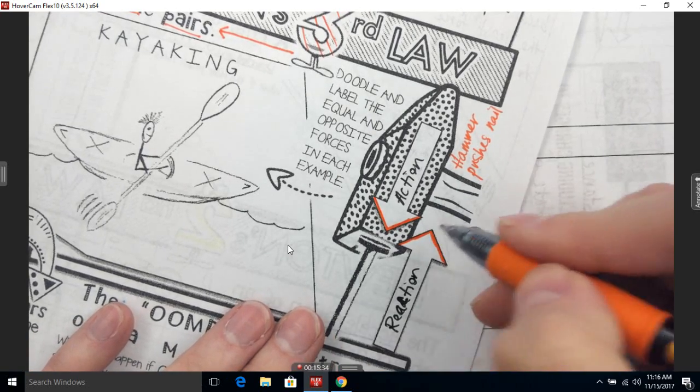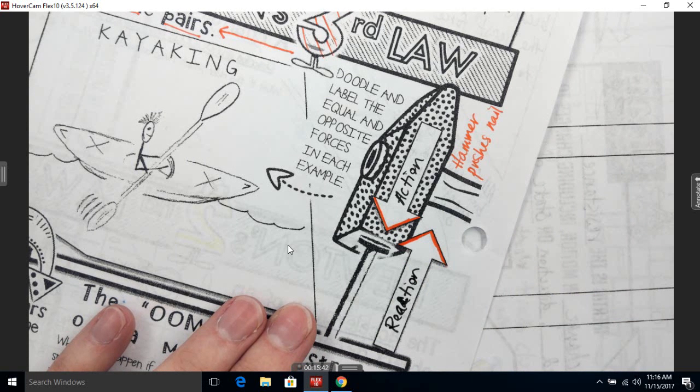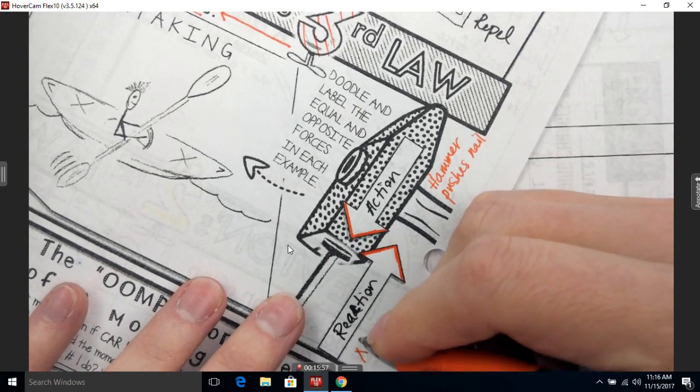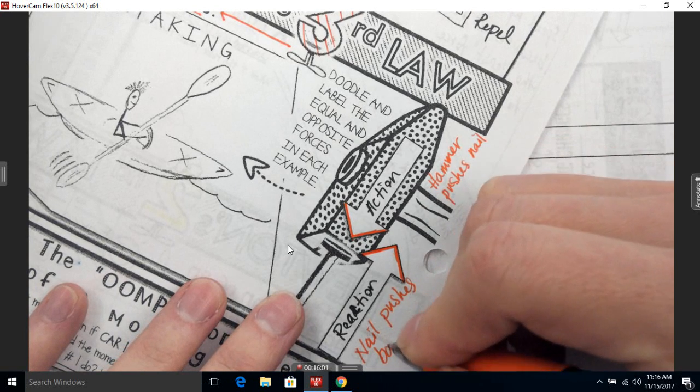Oh, it always is. It doesn't matter what nail you're using. It's always going to be the force that the hammer puts on the nail puts back on the hammer. That's what Newton's law is telling you. The hammer pushes the nail, and the nail pushes back.